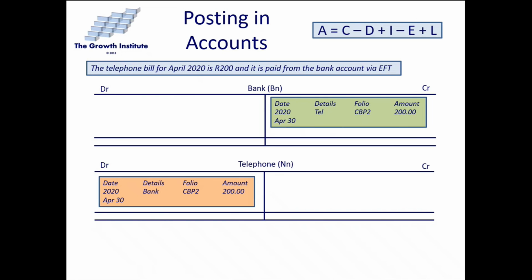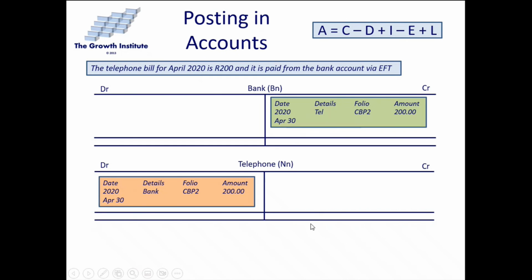Then we go to the contra account that was identified, it's telephone bill. So we say the name of this account is telephone. It will have a nominal number, not assigned yet, whatever we assign, and the same date, end of the month. Obviously, all of this will be end of the month stuff. Then we have the details, which is the contra account, which is bank. The folio will be the same, still using the information, and the amount is the same.